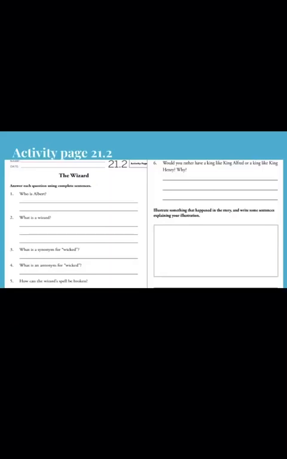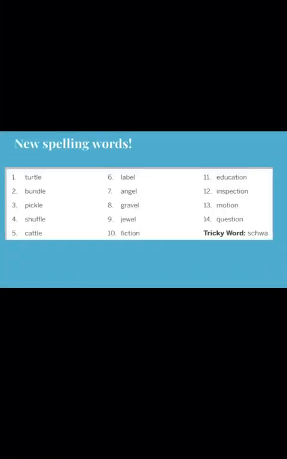This is your activity page. After you're finished reading the story called The Wizard, you are going to complete this page. Make sure you answer in complete sentences. And in the last portion, you're going to illustrate something that happened in the story. So you're going to draw a picture of something that happened in the story and then write some sentences explaining your picture, your illustration. Okay? And last but not least, your new spelling words for the week.